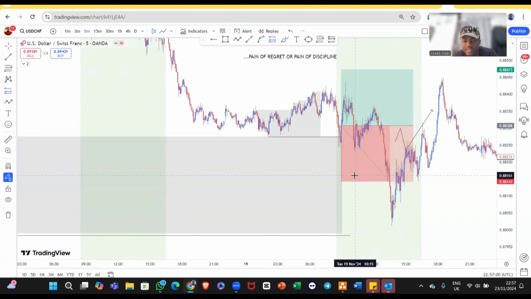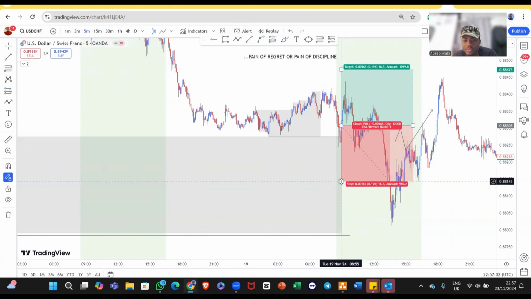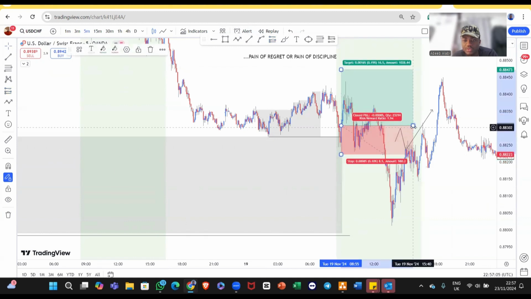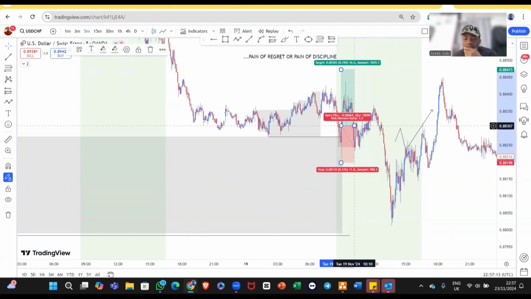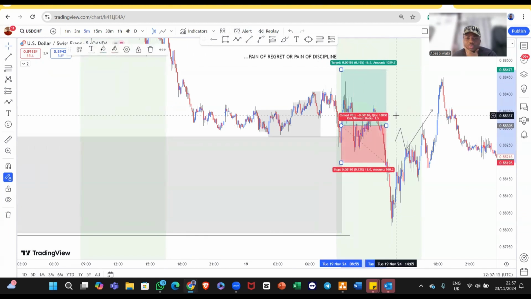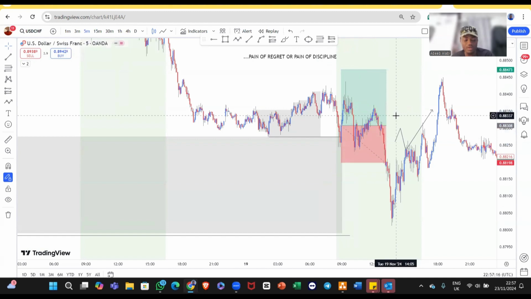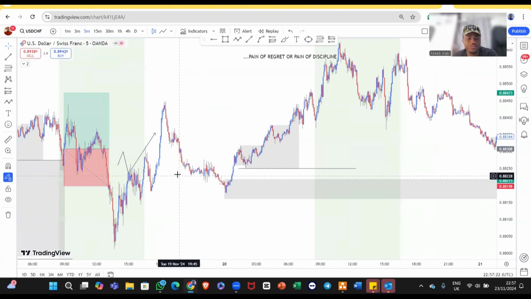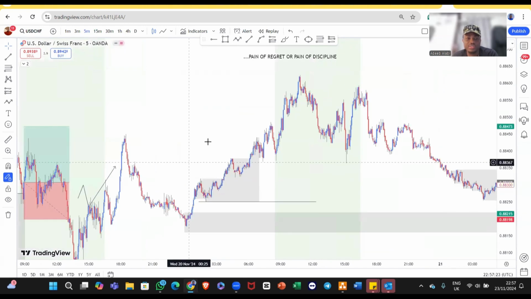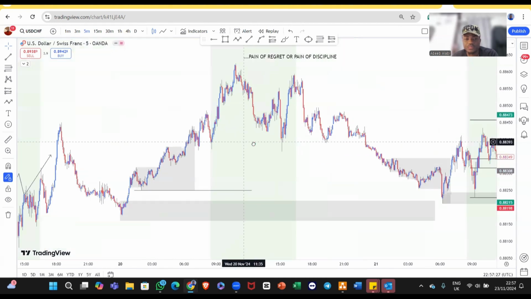Then price went up a little further before coming back to hit my stop loss. Coming back to hit my stop loss, and that was basically the last time I checked the USD CHF for this week.